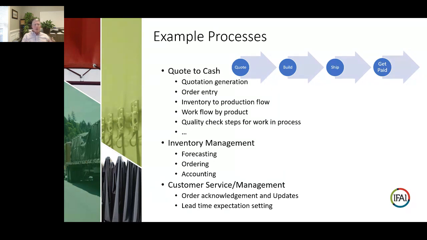So in general, the quote to cash process looks something like this: you generate a quote, you get an order. With that order, if you're going to make something, you have to make sure you've got inventory for that order and get that inventory into some sort of production flow. Then there should be some sort of instructions on how that workflow is done by product.